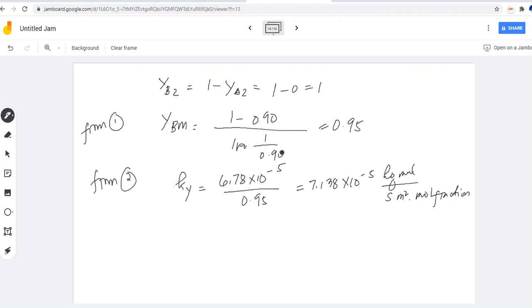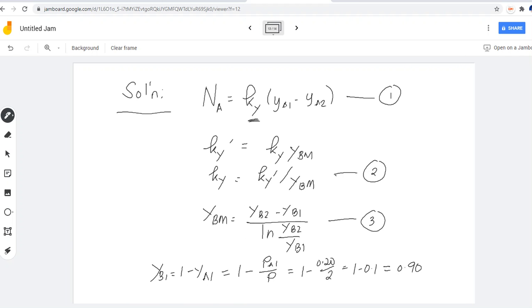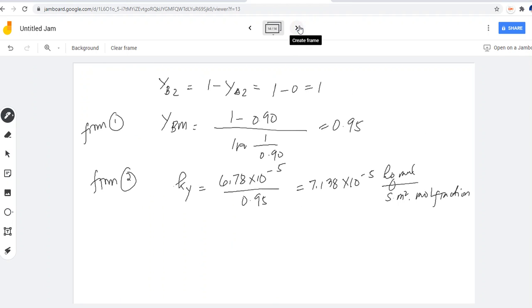So your K sub y now is equal to 7.138 times 10 raised to negative 5. By the way, this one is equation 3, so this will be our equation 1. So we'll just change the number here. So this is from 3, and from equation 1 we will have the flux equal to this K sub y, the 7.138 times 10 raised to negative 5, and we multiply it to ya1.